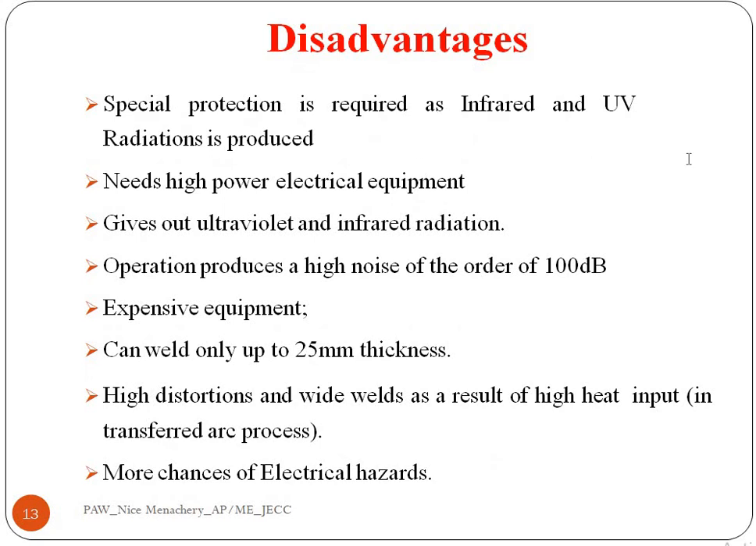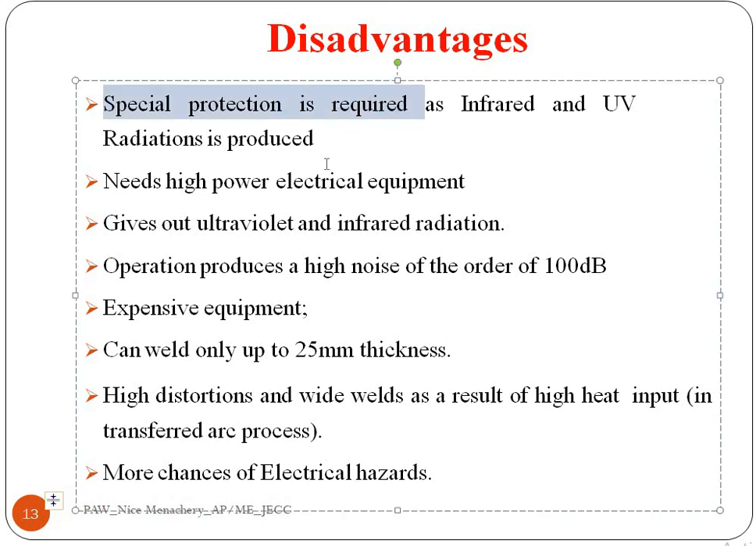The second one is disadvantages. It uses high energy content gas, so special protection is necessary. High power electrical equipment is necessary because the temperature rises up to nearly 28,000 to 30,000 degrees Celsius. It gives out ultraviolet and infrared radiation, which is harmful to the normal eye. Otherwise, direct contact is dangerous. Operation produces noise, the equipment is expensive, etc.